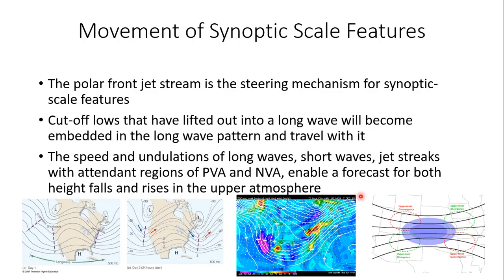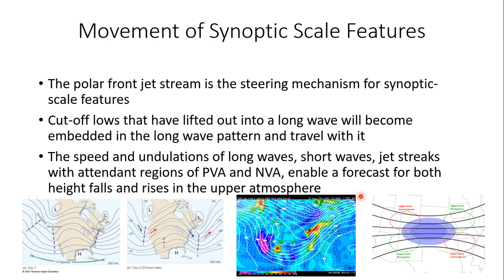The first thing I want to start today's training off with is the general movement of the synoptic scale features. Generally, the polar front jet stream is going to be the steering mechanism for the synoptic scale features, whether they be lows or high pressure systems. Cutoff lows in general, those upper level lows at 500 millibars in the middle level of the atmosphere that I talked about in the last training video, generally have lifted out into a long wave pattern. They'll become embedded within that long wave pattern over time and travel with it.